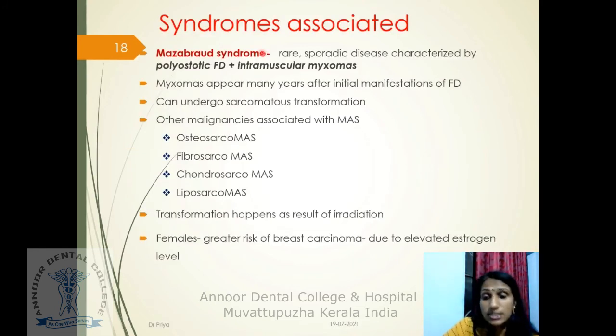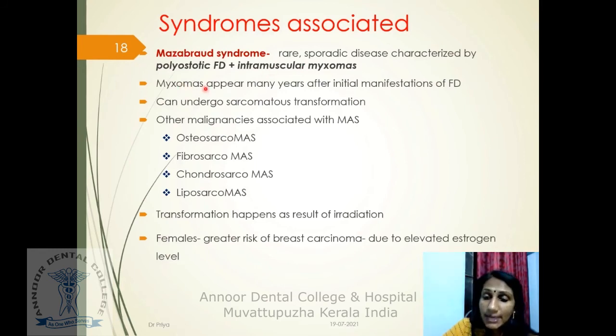There are other syndromes which are associated with the polyostotic type. There is a syndrome which we call Mazabraud syndrome, a rare sporadic disease characterized by polyostotic fibrous dysplasia along with intramuscular myxoma. We know what a myxoma is. It's a benign tumor wherein you have loosely arranged connective tissue, and it contains a lot of hyaluronic acid. That's why the tissue becomes very loosely arranged. So this is intramuscular myxoma.